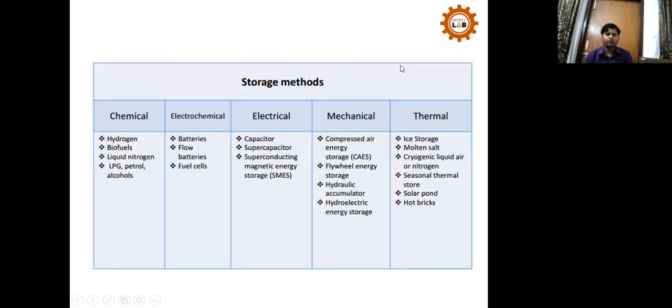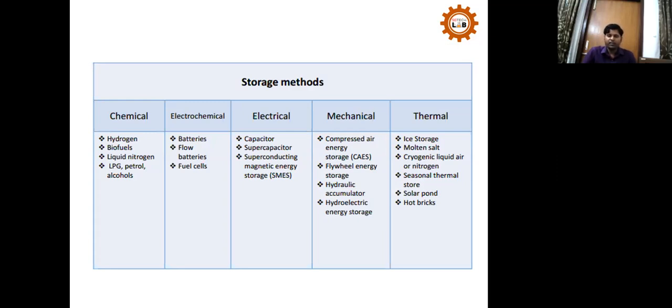So energy storage. There are many methods of energy storage, like here you can see. One is chemical storage, like hydrogen, biofuels, liquid hydrogen, LPG, petrol. But mostly what we use in renewable energy systems are electrochemical: batteries, flow batteries, like redox flow batteries or other flow batteries, then fuel cells. And in electrical, we have capacitor, supercapacitor, and superconducting magnetic energy storage.